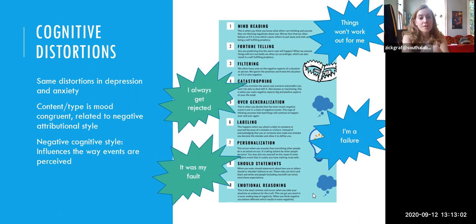And then personalization is another common cognitive distortion in depression, where people tend to make internal attributions. They tend to think that everything is their fault.